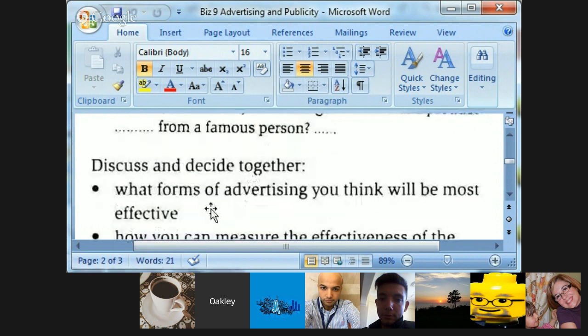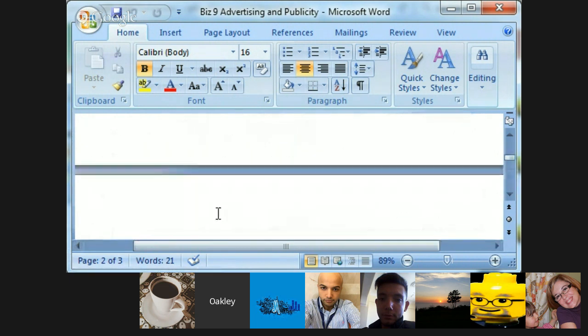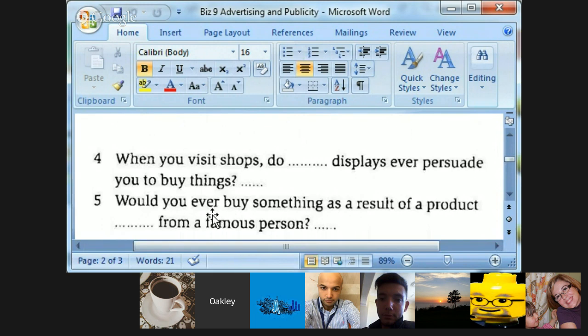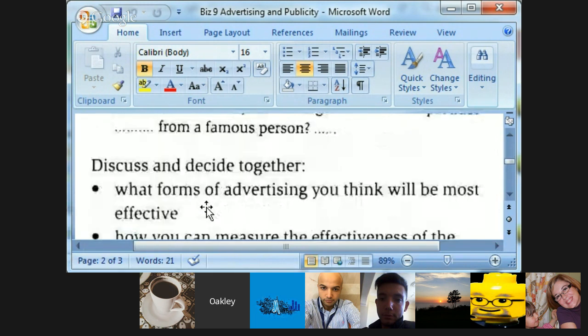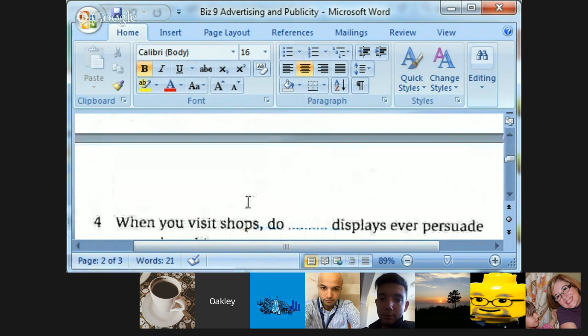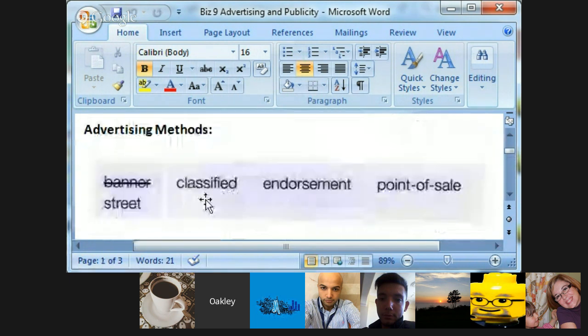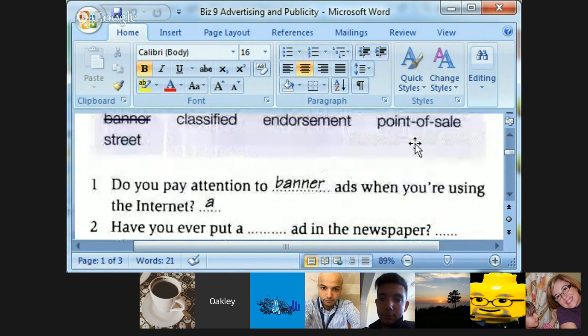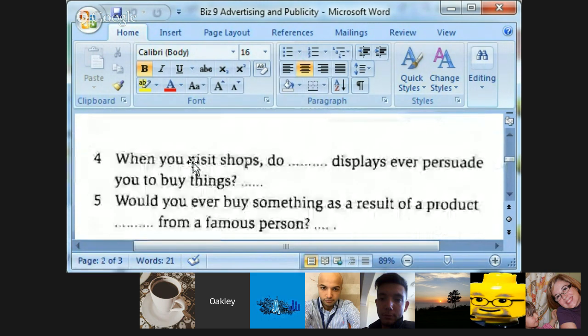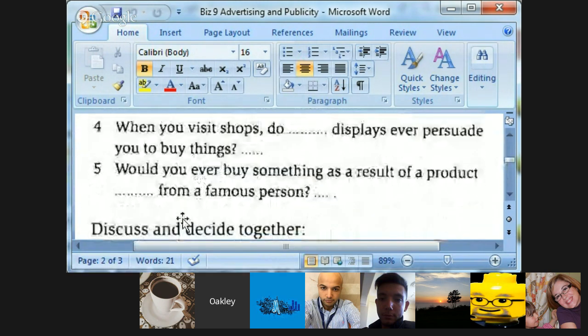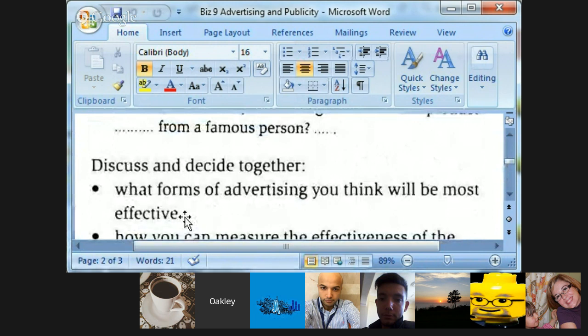Okay, let's talk about this. All right, the different forms we looked at. We looked at a lot of things. Let's talk about David. What do you think? These different forms: banner ads, classified ads, product endorsement, point of sale, street billboards. What do you think is the most efficient, or effective, I guess I should say, form of advertising?